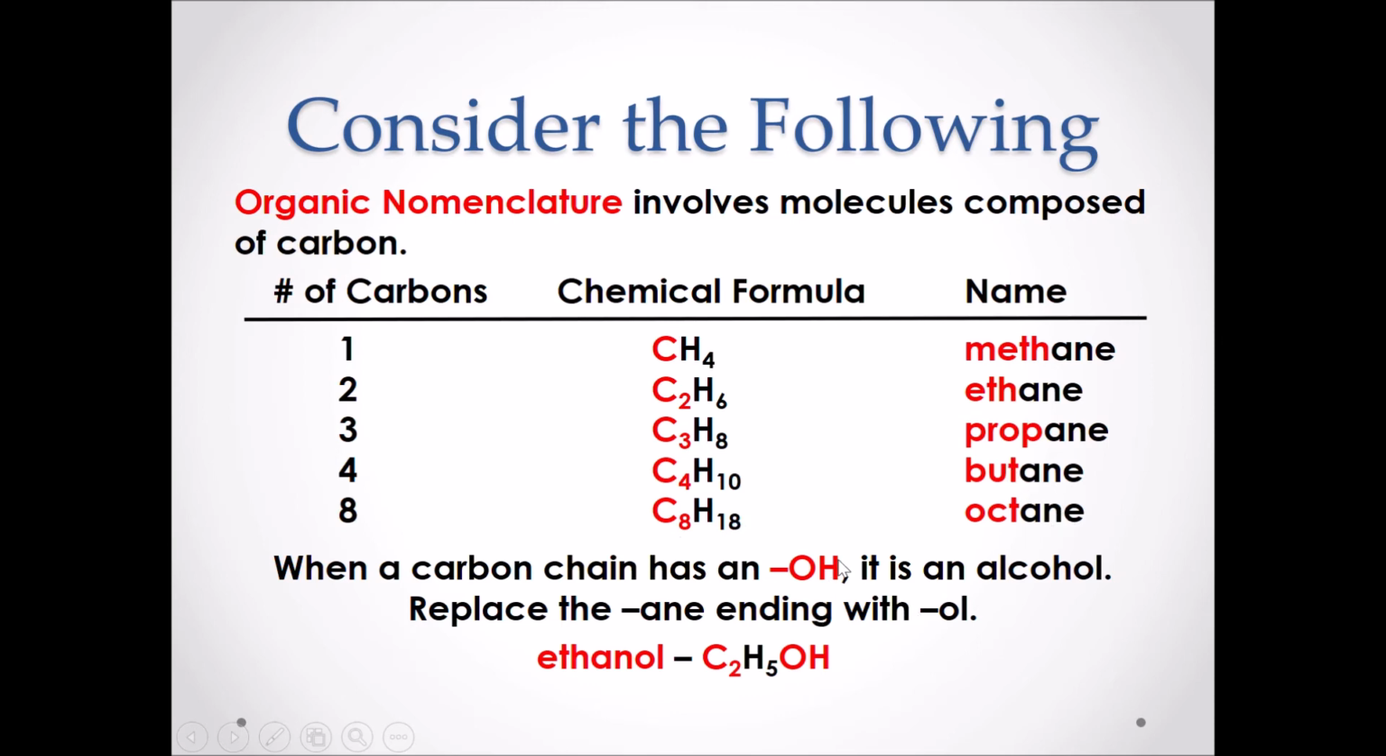Now, if there is an OH at the end of the molecule, it is known as an alcohol. And we just have to replace the ANE ending with OL. A good example is also ethanol, which is C2H5OH. The OH at the ending represents an alcohol, so we have an OL ending.